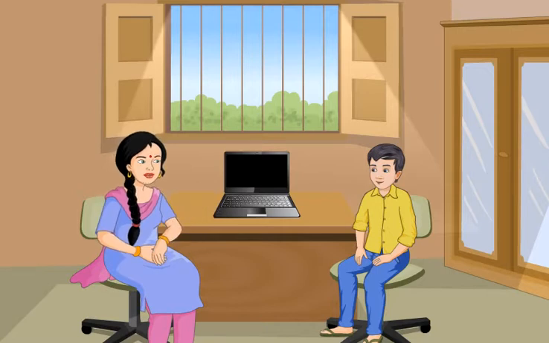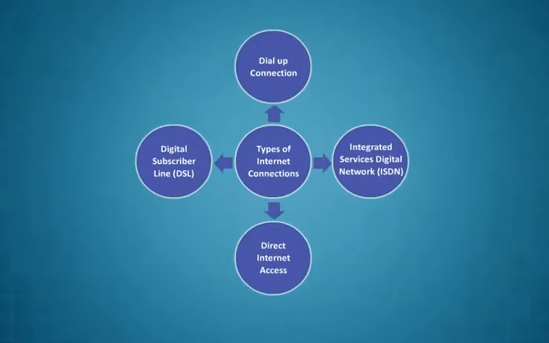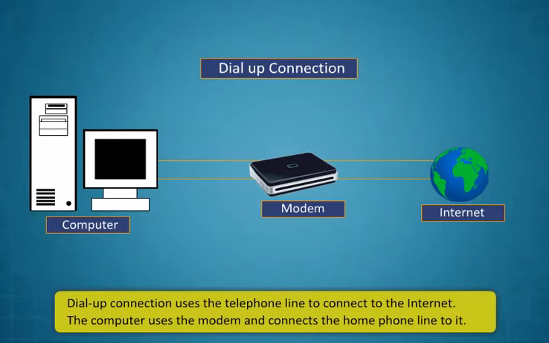How do we get the internet in our computers, Didi? To connect to the internet, you will require some devices and network service providers. These are some of the ways to connect to the internet: dial-up connection, integrated services digital network, direct internet access, digital subscriber line.